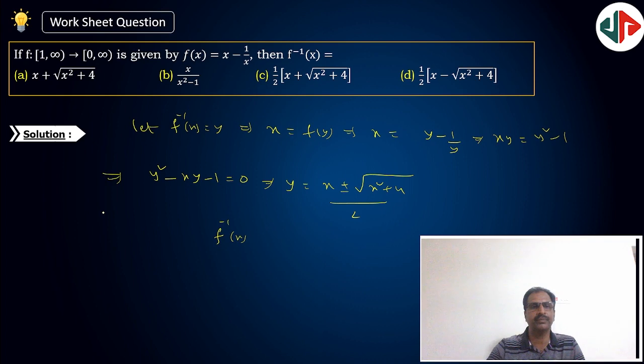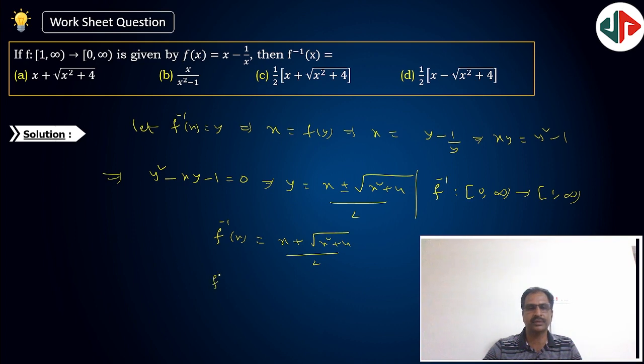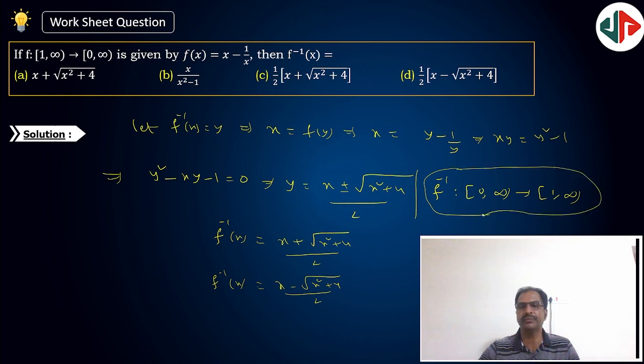F is mapping from 1 comma infinity to 0 comma infinity means f inverse maps from 0 comma infinity to 1 comma infinity. Now what is f inverse x here? X plus under root x square plus 4 by 2. And the other one is x minus root of x square plus 4 by 2. Now f inverse ranges from 1 to infinity. So out of these two, this value will be more than 1 always.